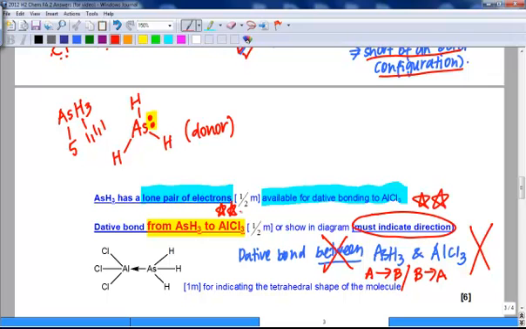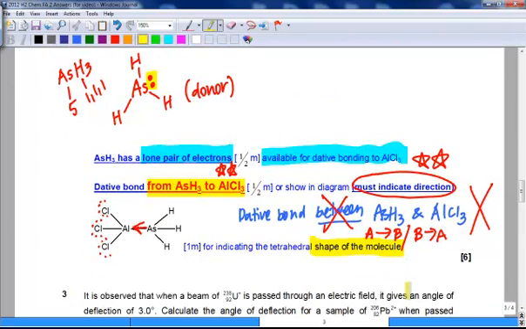You should be showing a dative bond from arsenic to aluminium, including the lone pairs, and this should be your correct answer. Of course, in this case you also need to pay attention to the shape of the molecule. Why do I say that? Because some of you actually drew your answer in this way. You draw your arsenic, you draw your aluminium, and you fill in all your hydrogen followed by Cl, Cl, Cl.